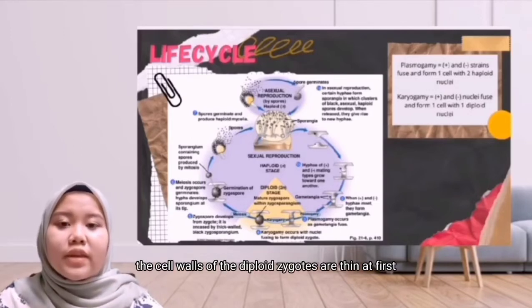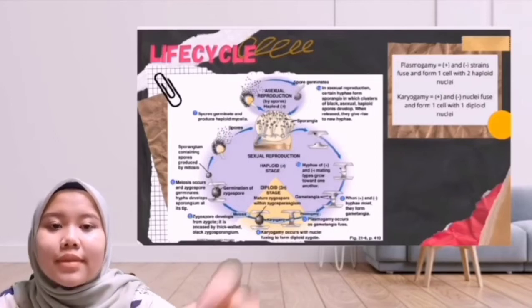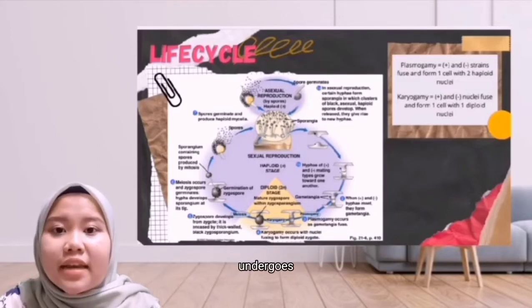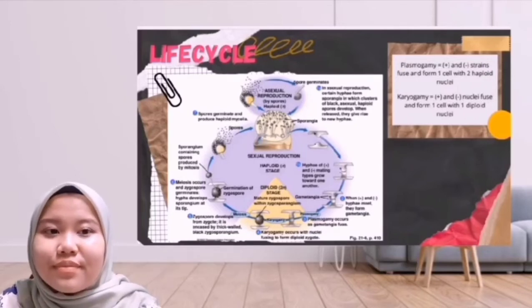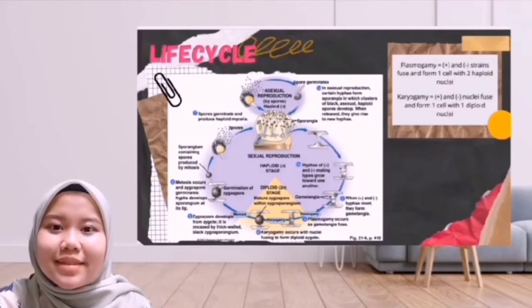The cell walls of the diploid zygote are thin at first, but later thicken into a zygospore. Germination begins when the diploid nucleus undergoes meiosis and forms a sporangium at the end of the germ tube. Then the spores will be produced within the sporangium.